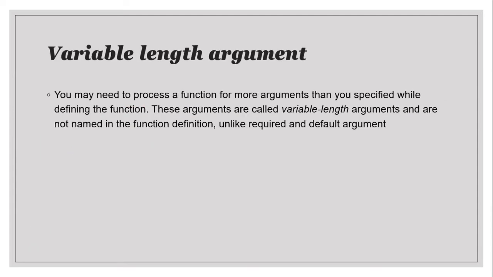Okay, let's move to the next part, variable length argument. Sometimes we need to process a function which can have multiple arguments, and we don't know how many arguments the user is going to provide. These arguments are called variable length arguments and are not named in the function definition, unlike required and default arguments. We will see it in the coding so that we can understand it with more depth.